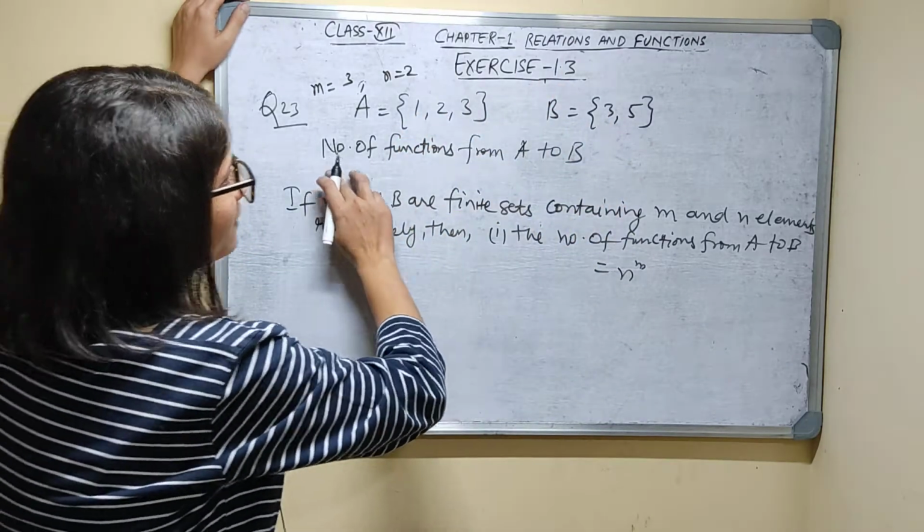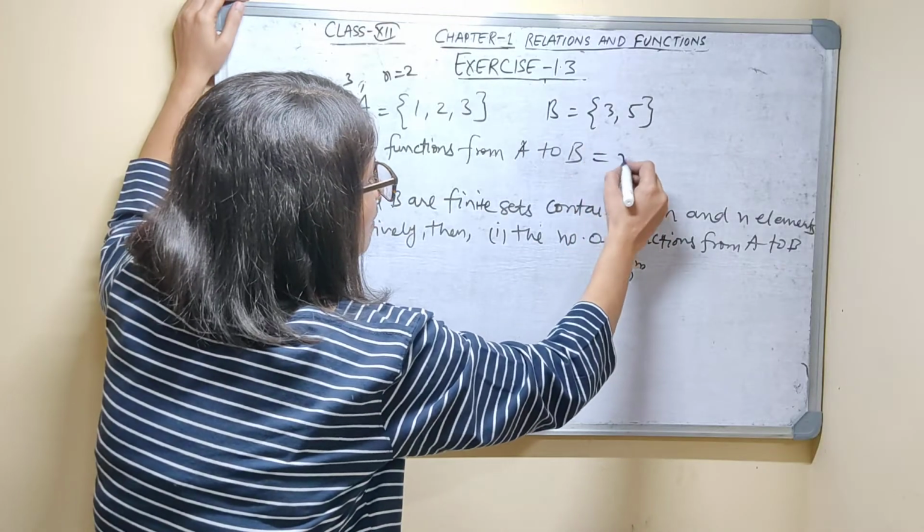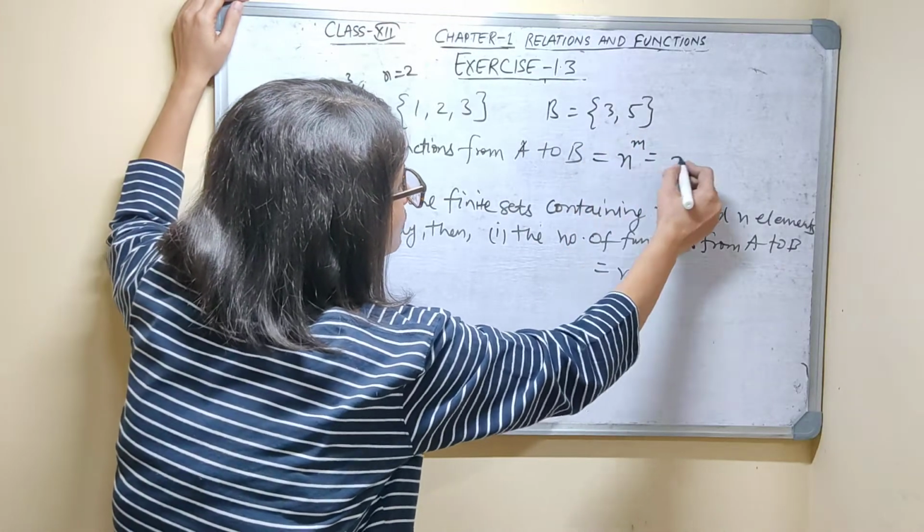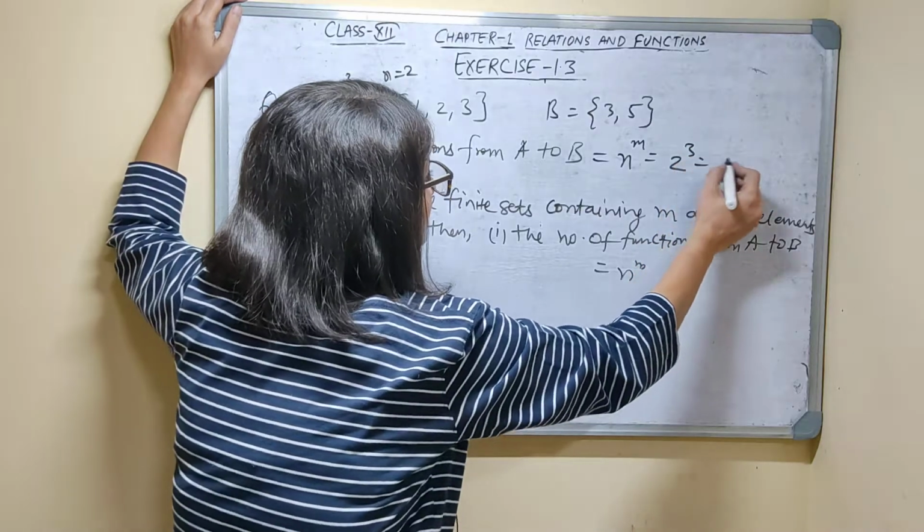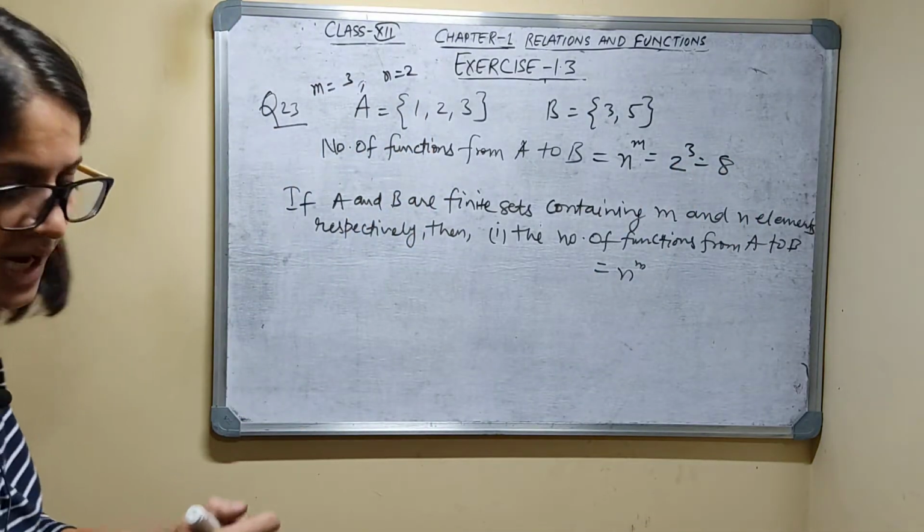So according to this question, it will be n power m. n is 2 elements, so 2 power 3, that is 8. Answer is 8.